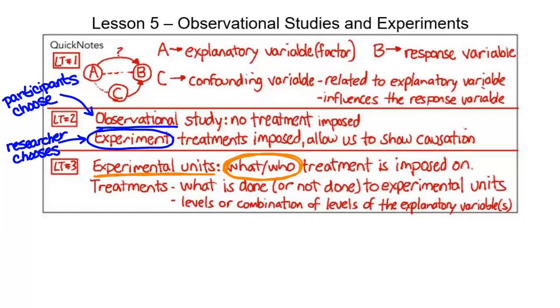Depending on what kind of experiment is being done, it might not be people involved, but it might be objects, and in that case, it'd be the object that's being experimented on, the object that is being exposed to the treatments. Treatments is what is done or not done to experimental units, and you have to name them both. You have to talk about what happens to every single group you make. So if one group is required to take the class, you have to clearly state that the other group is required to not take the class. Levels or combination of levels of the explanatory variables are our treatments.